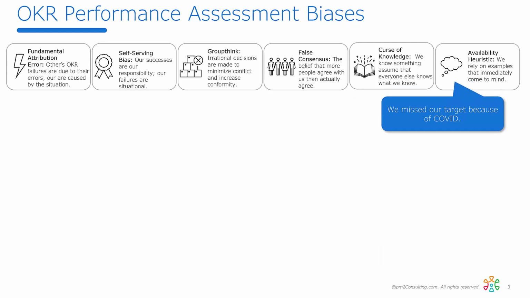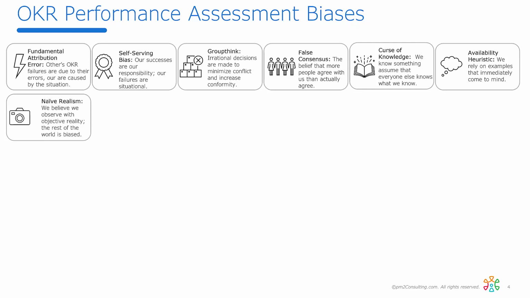Availability heuristic, which is when we rely on examples, the first thing that comes to mind. So what we've heard repeatedly is we didn't hit our target because of COVID. Well, many times when we hear that excuse, we go, COVID didn't cause that problem, but it's the first thing that came to mind because 99% of operational issues we've seen recently, one way or the other, root back to COVID.